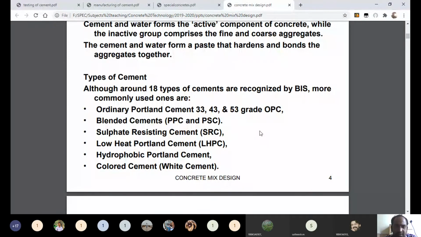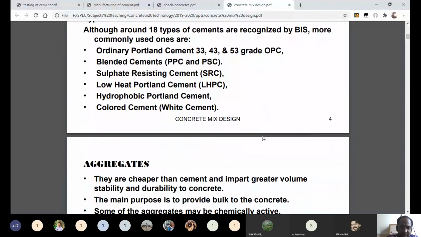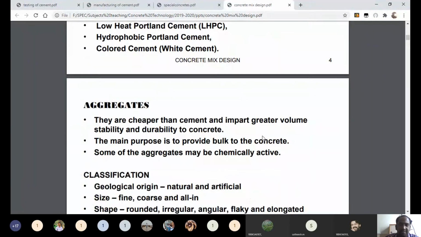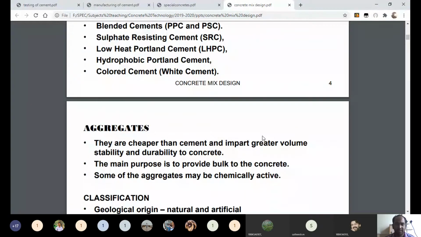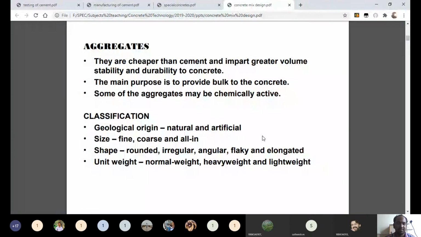Okay, now. These 18 are the most important types of cements used in India. It means they are recognized by the Bureau of Indian Standards, BIS. And coming to aggregates, there are two types of aggregates we know, fine aggregate and coarse aggregate. The aggregate should be cheaper than cement. It means they are always cheaper than cement, and they impart greater volume, stability and durability to concrete. The main purpose is to provide bulkiness to concrete, and some of the aggregates may be chemically active.